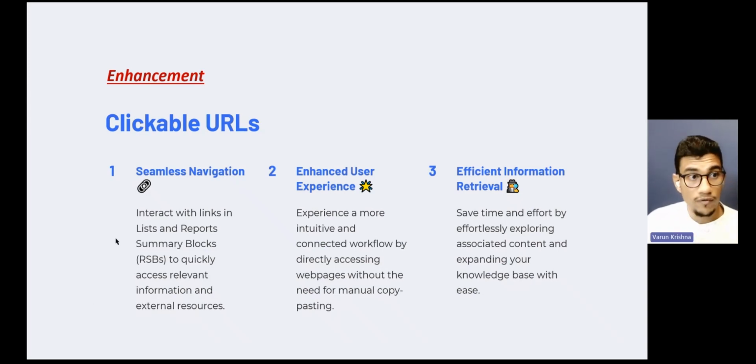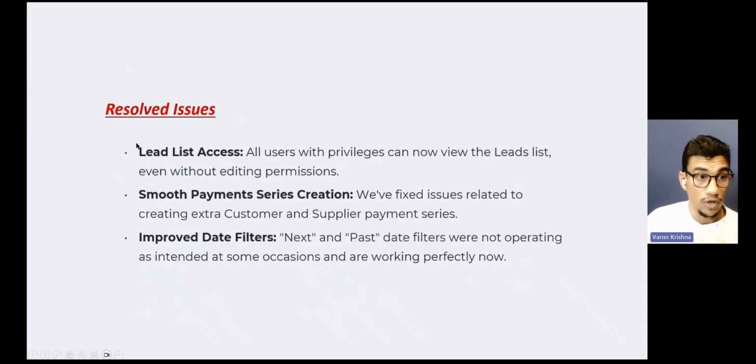Now that's about it for the enhancements. Now we'll be moving into three resolved issues, small bugs that we have fixed. Let's just start with the first resolved issue, and that is lead list access. All users with privileges can now view the lead list even without editing permission. It's hard to explain where this error was, so I'll just show it to you.